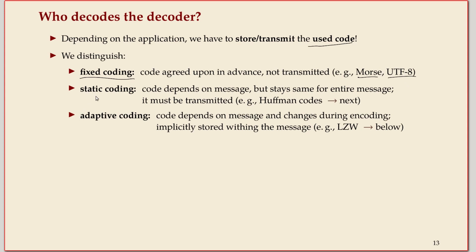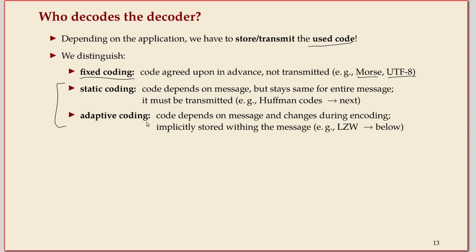The alternative is that in those two cases, we do transmit the code itself as part of the message. So we do not have to fix the code itself, we just have to fix a meta model of the code. What type of code and how the code is stored. That has to be fixed, but then the code itself might be more flexible. And there's the case of static coding, where the code depends on the message, but it stays the same throughout the message. We'll see an example of that just in the next subsection.